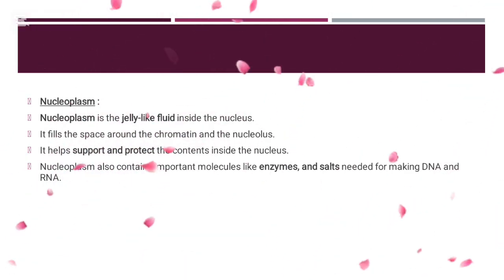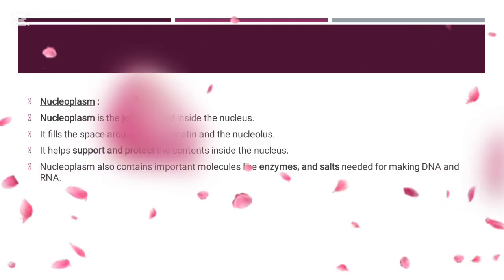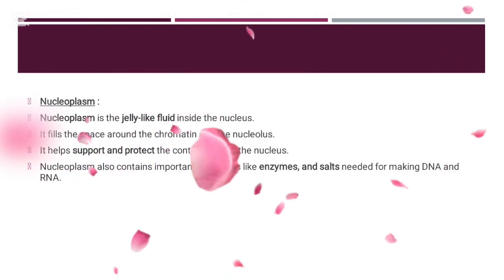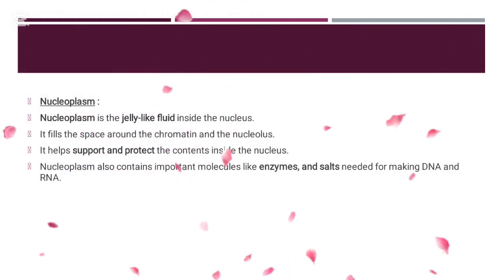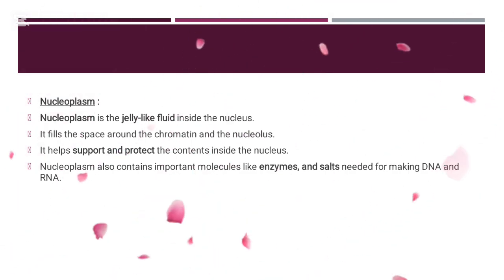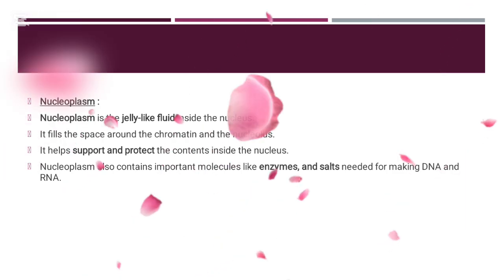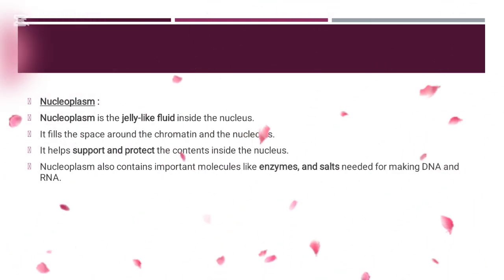Nucleoplasm is a jelly-like fluid inside the nucleus. It fills the space around the chromatin and the nucleolus. It helps support and protect the contents inside the nucleus. Nucleoplasm also contains important molecules like enzymes and salts needed for making DNA and RNA.